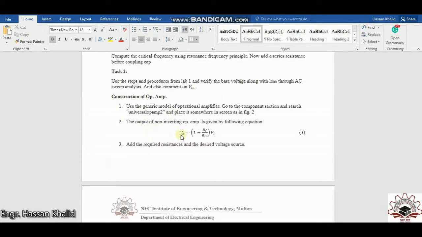In today's lab we are only concerned with the non-inverting phase of the operational amplification process. For the non-inversion process, the equation used is V output equals 1 plus RF over R input, multiplied by the input voltage. This structure is very similar to the voltage divider rule, but the only difference is that it serves as the non-inversion process. So we have just added the 1 plus RF over R, multiplied by the input voltage.